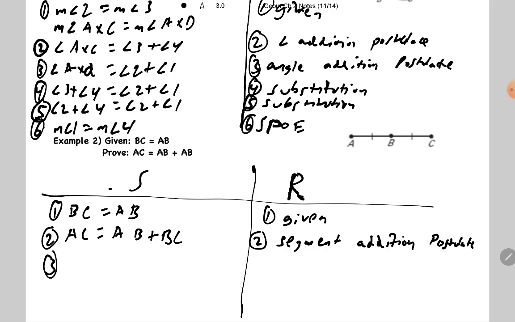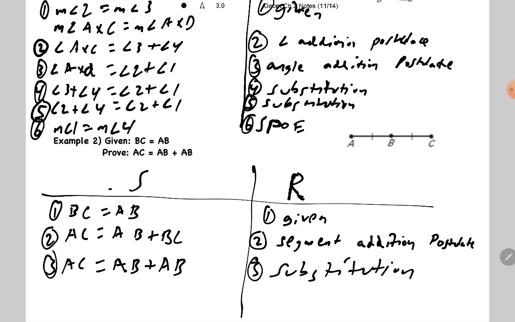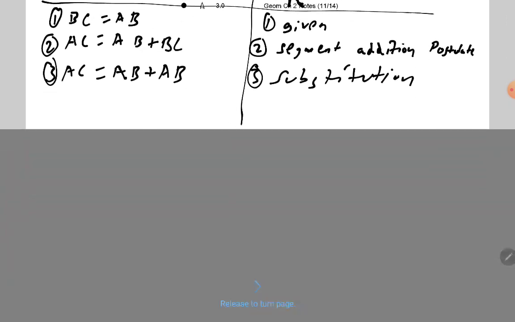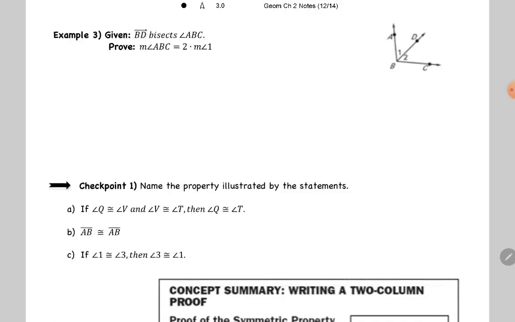Okay. Then, now we always look back on our first statement and see if we can use it somehow. BC equals AB. I can use the substitution property. I'll replace BC with another AB. AC equals AB plus AB. That was through substitution, and look, we're done. Let's move on to the next one.